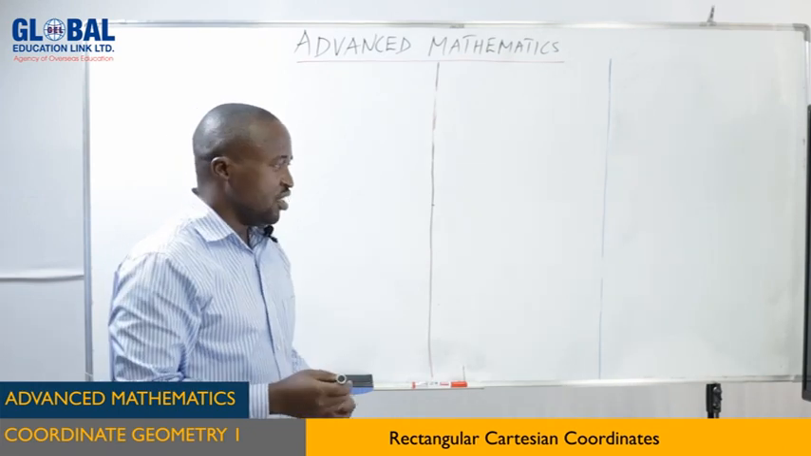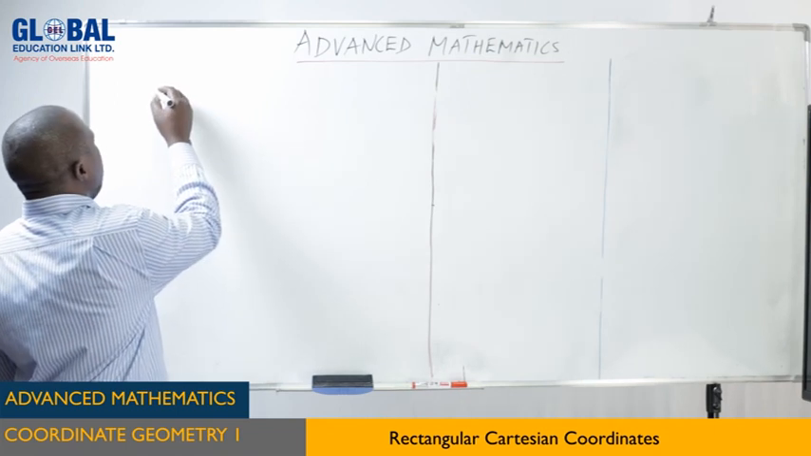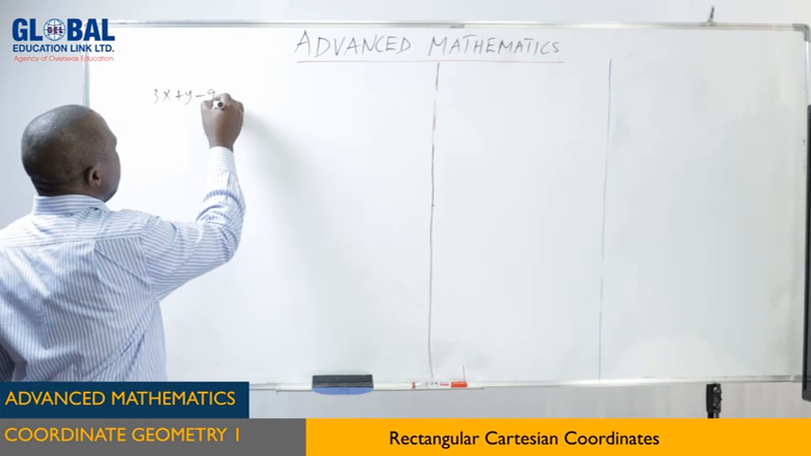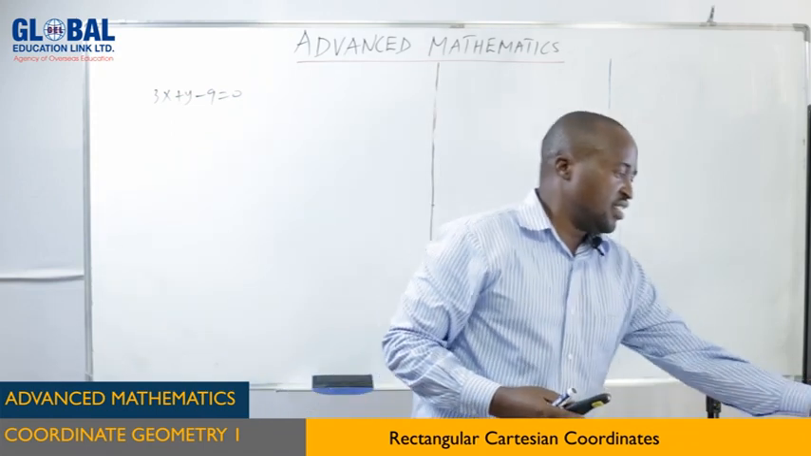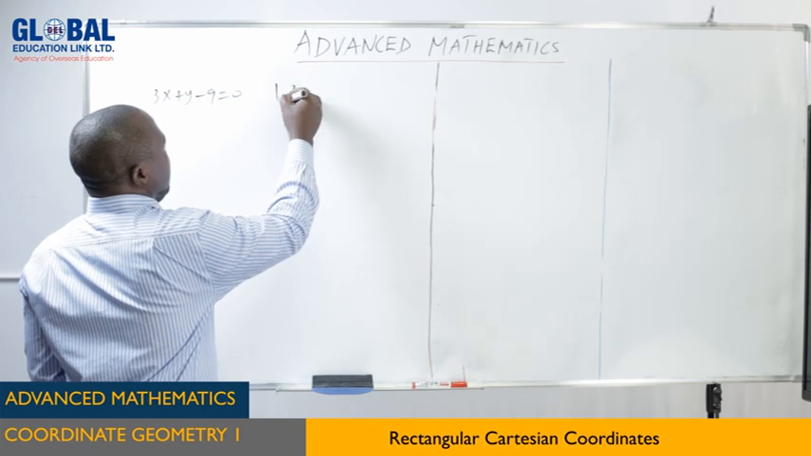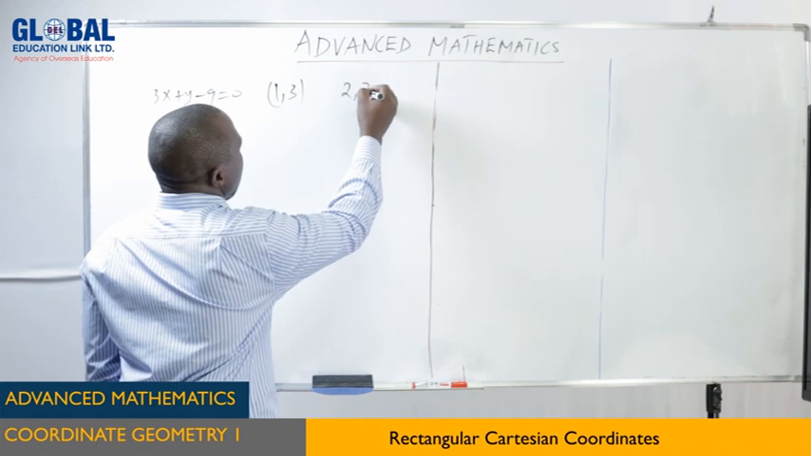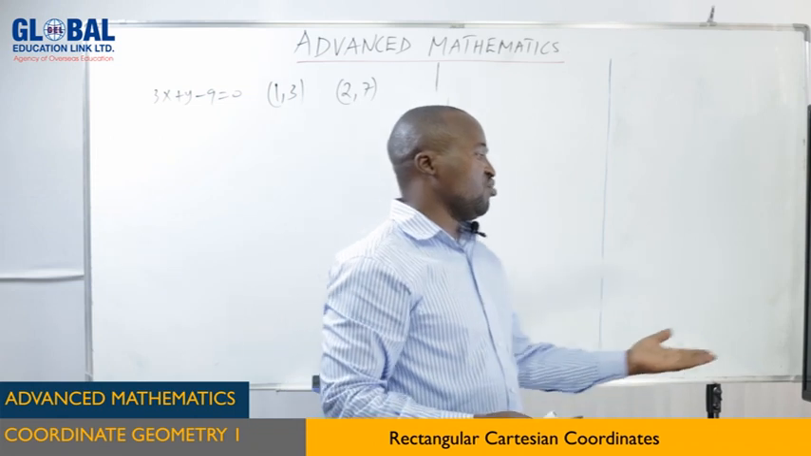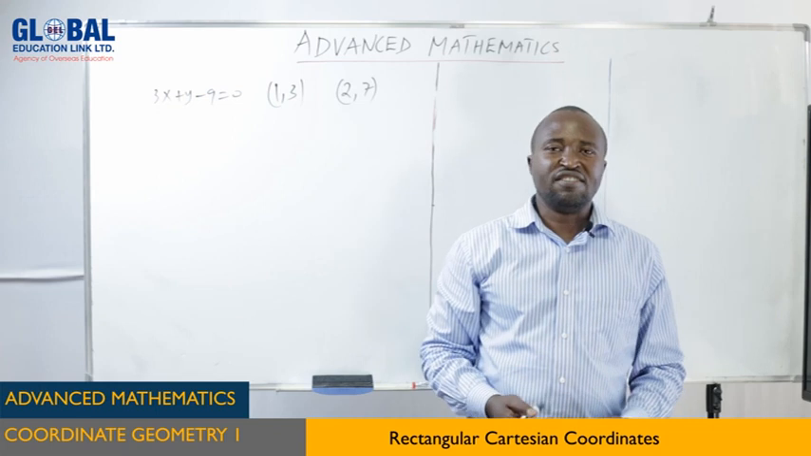So given we have the line that is represented by the equation 3x plus y minus 9 is equal to 0. But again, we have two coordinates. The first coordinate is (1, 3), while the second coordinate is (2, 7). So the interest of this equation is to determine the ratio in which this line divides the two coordinates.